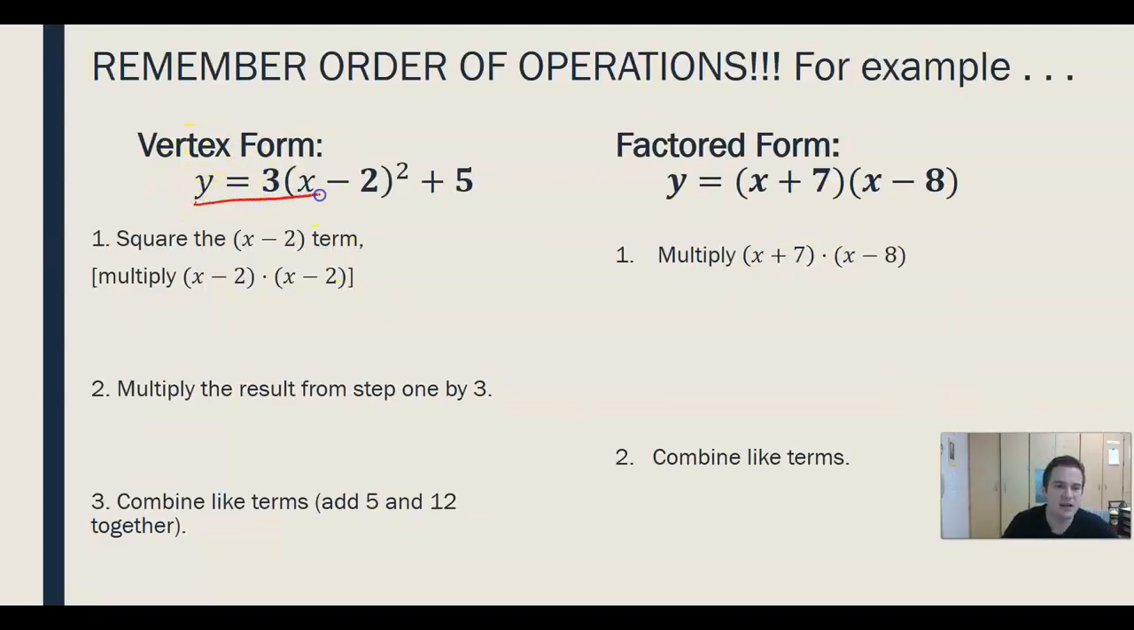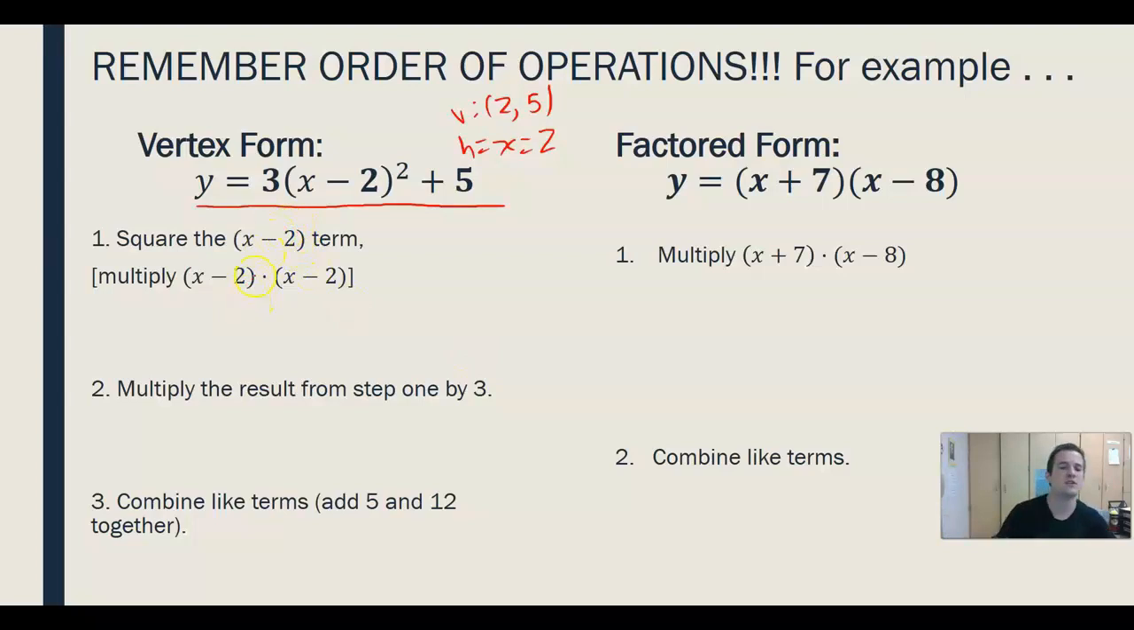So here is a quadratic function in vertex form. Right off the bat, I could tell you that the vertex of this function is (2, 5). The axis of symmetry is at x equals 2, etc. There are some things that I could tell you right off the bat about this function when it's in vertex form. So what I want to do now is convert this into standard form.